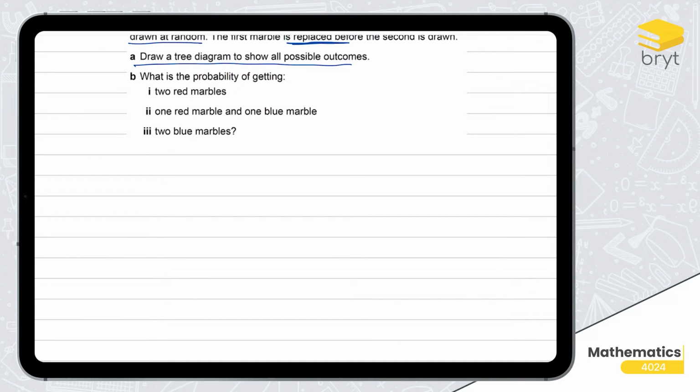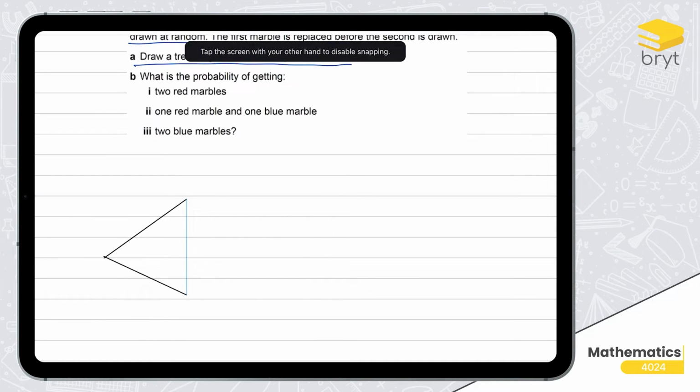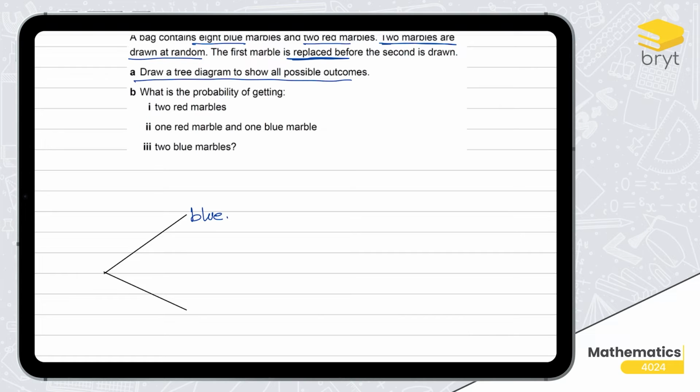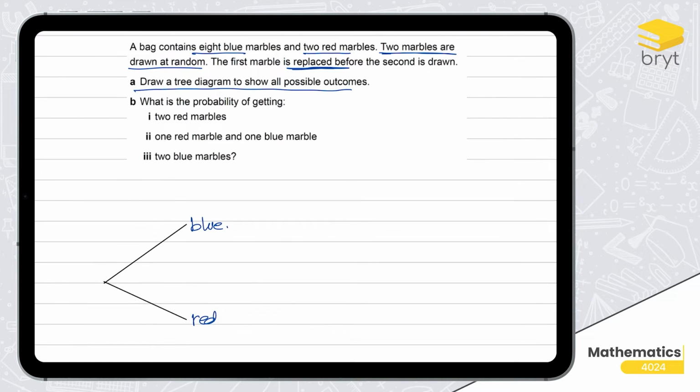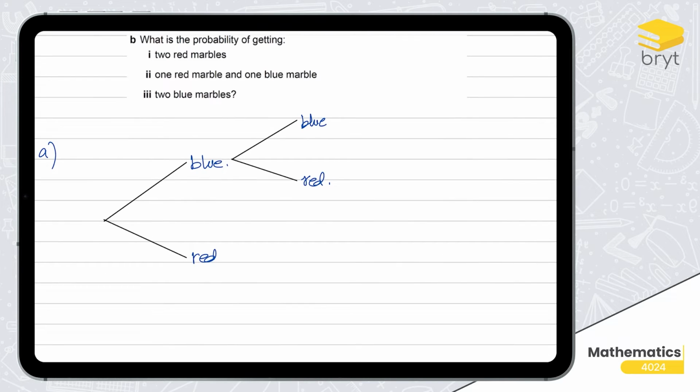The tree diagram for the first draw would be red and blue. Red is the second. This is the first set of marbles, and after choosing the first blue, we have the second marble going like this. It's again blue and red. So this is part A that we're doing. The same thing will happen for the second branch, so I'm just going to copy paste it over here.